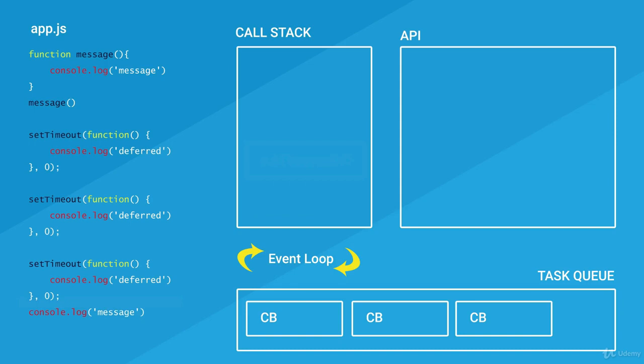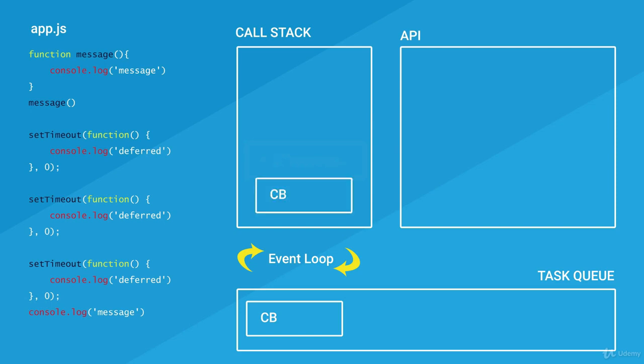And then the event loop is going to be asking the call stack, okay, are you done? Yeah, okay. So it's going to be pushing this callback. So then it's going to be done with this callback. It's going to push the second. It's going to be done with the second. And it's going to push the third. And it's going to be done with the third. And our application is done.